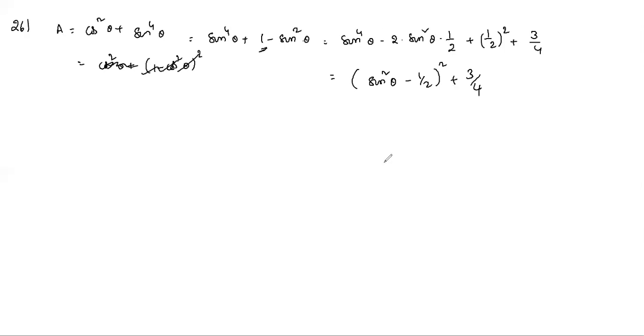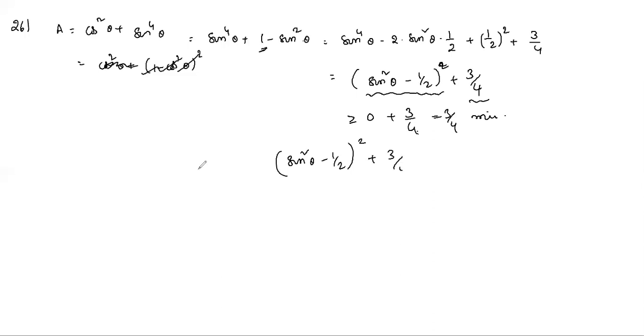Now we have to find the minimum value and maximum value. If you observe, this whole square is always greater than or equal to 0. Plus 3 by 4 is there, so A is greater than or equal to 3 by 4. So 3 by 4 is the minimum value. Next, the maximum. Maximum means we have to maximize this expression: sin square theta minus 1 by 2 whole square plus 3 by 4.